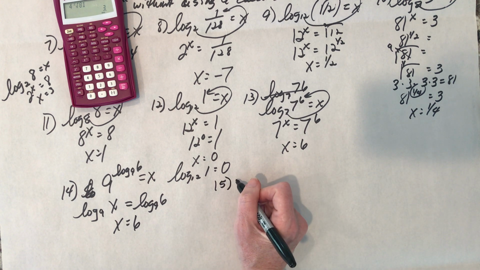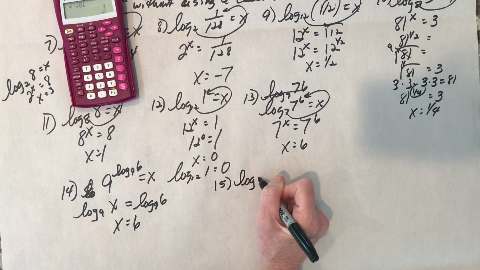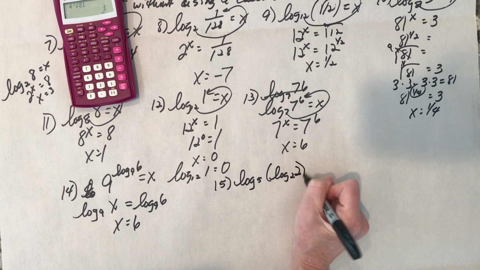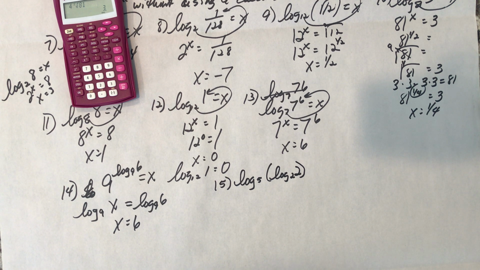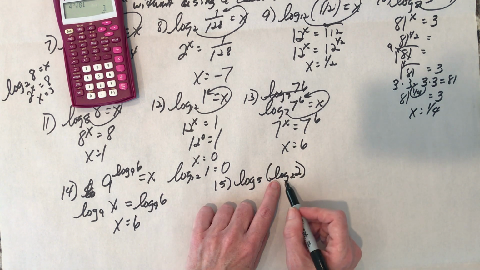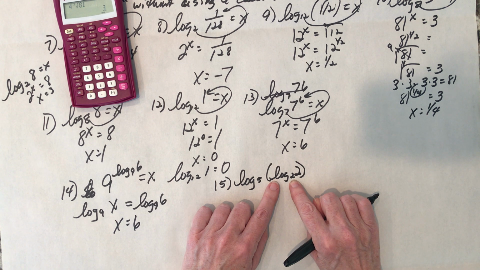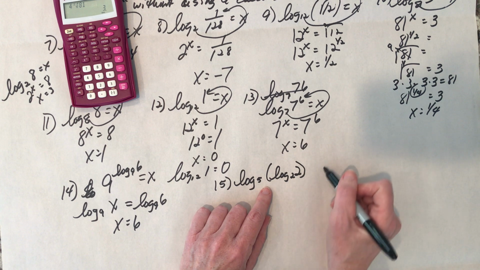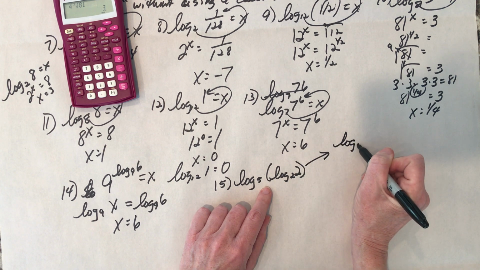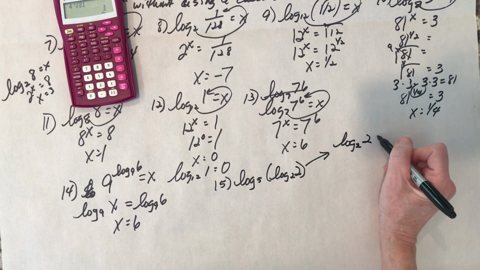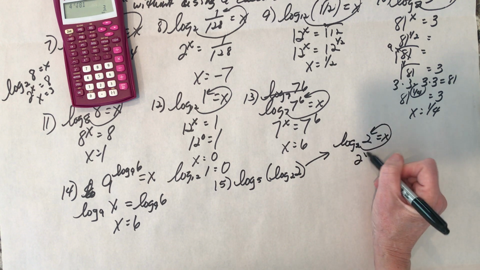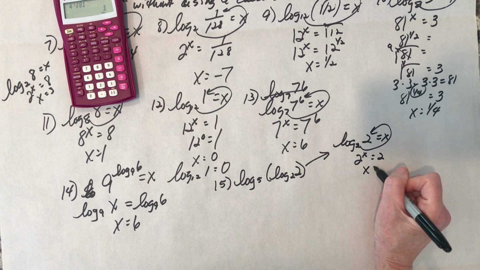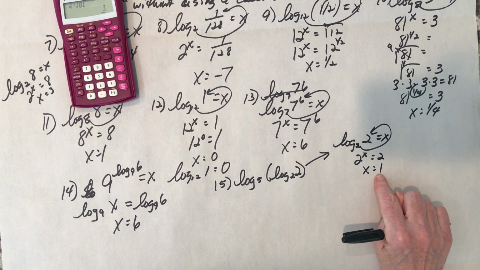Number 15, we've got log base 5 times log base 2 of 2. Okay, so let's figure this piece out first. What do we have to raise 2 to make it be a 2? So let's just take that piece apart here. Log base 2 of 2, put it equal x. 2 to the x equals 2. What do you have to raise 2 to make it be a 2? It's going to be a 1. So this is a 1.